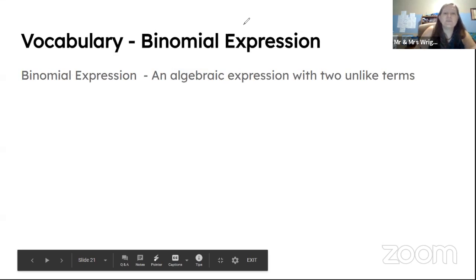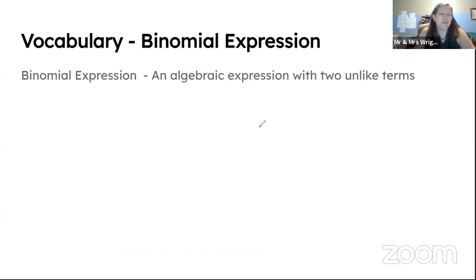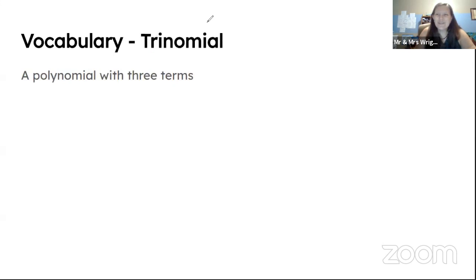A binomial expression. Okay, well, if monomial, mono meaning one, was an expression with just one term, a binomial expression, bi meaning two, is going to be basically what we've been looking at, an expression with two terms. We have two terms here. So this is a binomial expression. I bet you can't guess what's coming up next. A trinomial expression. I forgot to write the word expression up there.